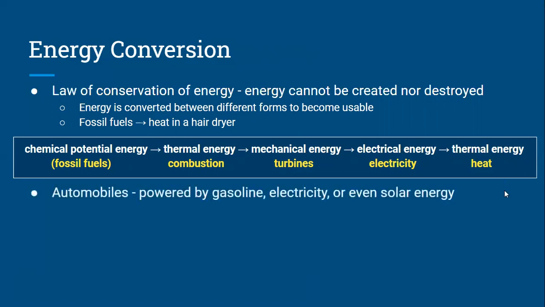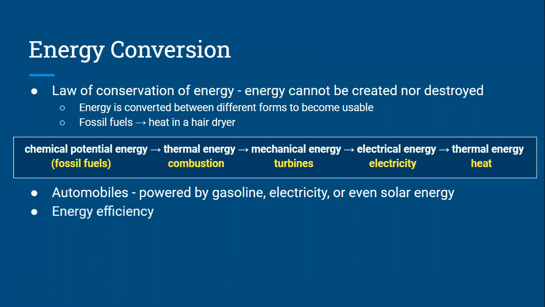Automobiles also convert energy multiple times. Originally, it can be powered by gasoline, electricity, or solar. So those are the original energy sources that can go into the automobile. And it will be ultimately converted through steps to get it to mechanical energy so the tires spin and your car rolls down the road.